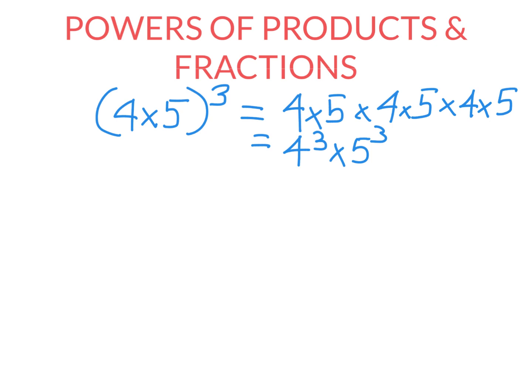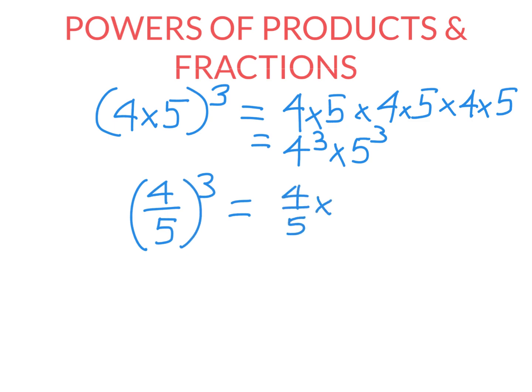What about the product of a fraction? Let's say instead of 4 times 5 to the power of 3, I have 4 divided by 5 to the power of 3. Well, once again, raising to the power of 3 means multiplying something by itself 3 times. But instead of writing it out in expanded form, which takes a while, I can just go 4 times 4 times 4, which is 4 to the power of 3, and on the bottom is 5 times 5 times 5, which is 5 to the power of 3.